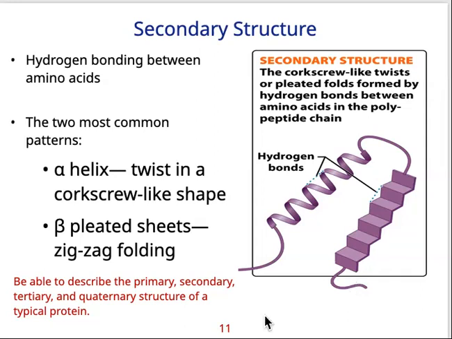Now, a single polypeptide chain, which is a really large molecule with a really long sequence of amino acids, is considered a single molecule. And within the single molecule, we can find both types of secondary structures at various places along its length.